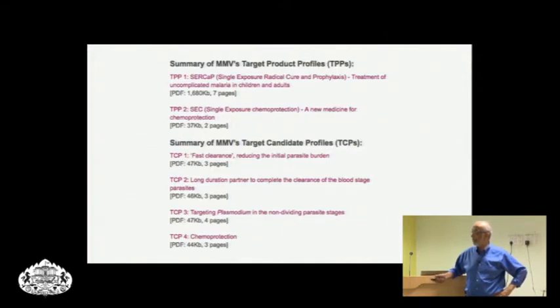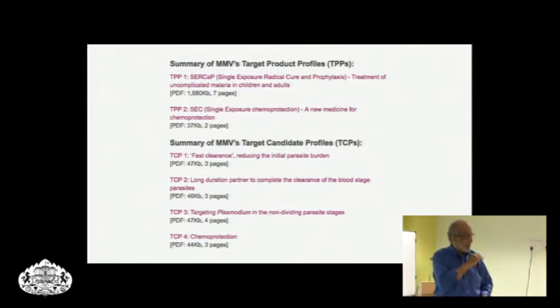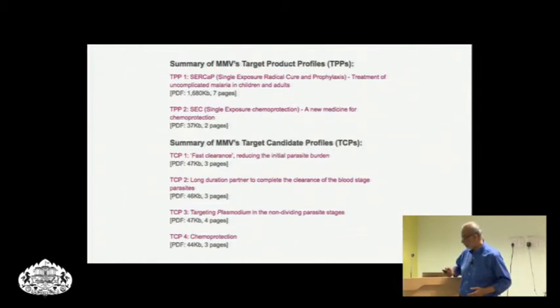Candidate profiles: you need to have fast clearance, reducing the initial parasite burden. That should work fast. It should go and, as I said, like a Rambo, just go and shoot them all up and kill the parasites. We need to have that. You can have the long duration.